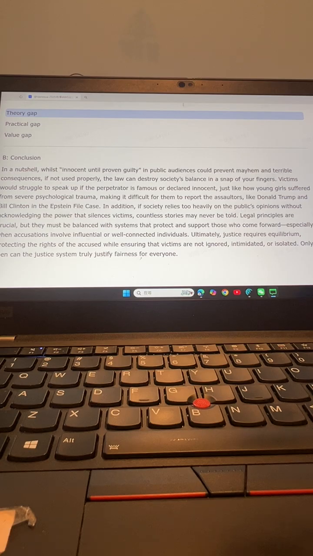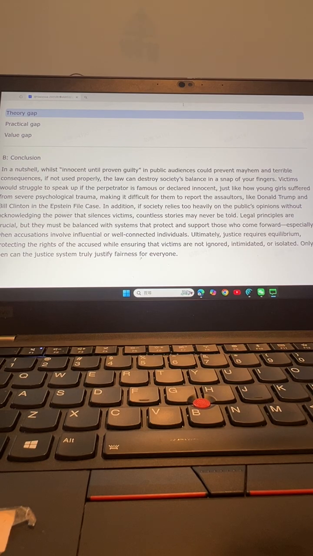And then I summed up one of my body paragraphs, which is that victims will struggle to speak up if the perpetrator is famous or declared innocent. The perpetrator is famous, which Donald Trump and Bill Clinton are, and declared innocent, which they are as well. They aren't really declared innocent, but they were never part of the police suspects because the file has not been released yet.